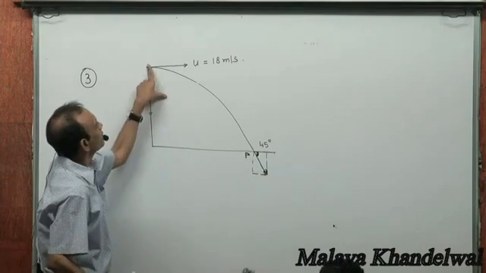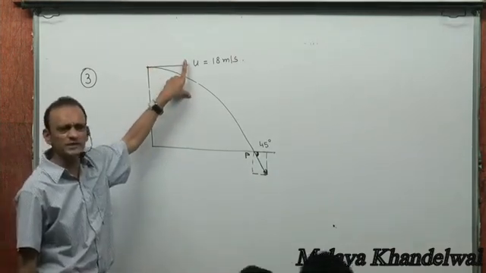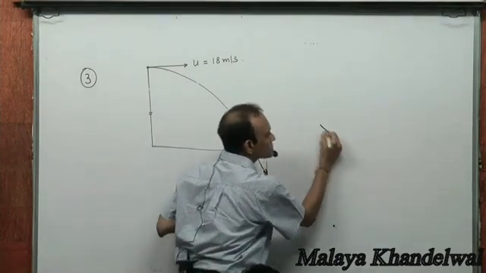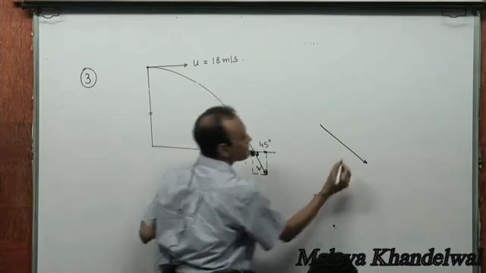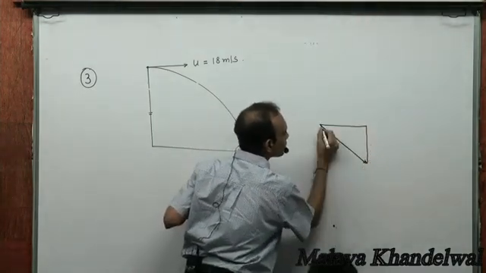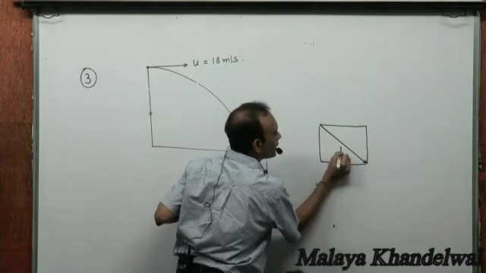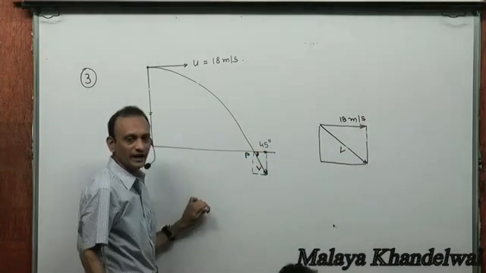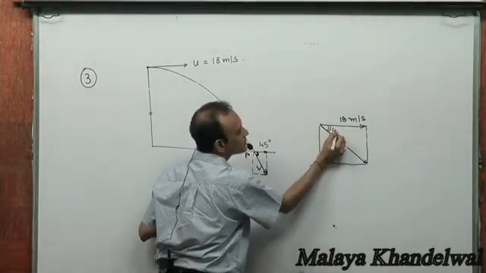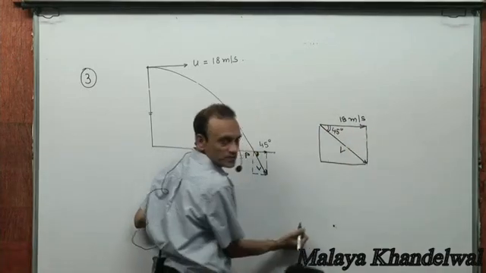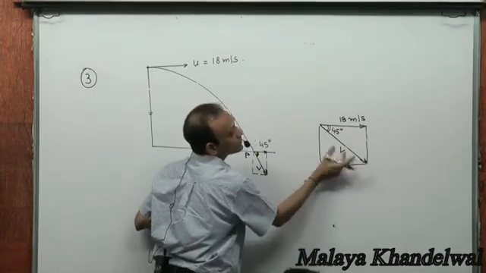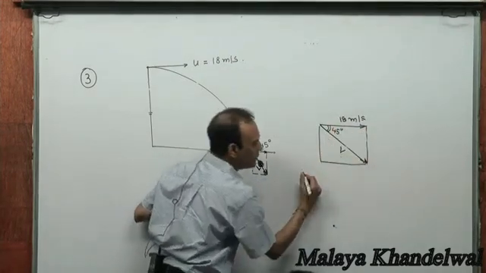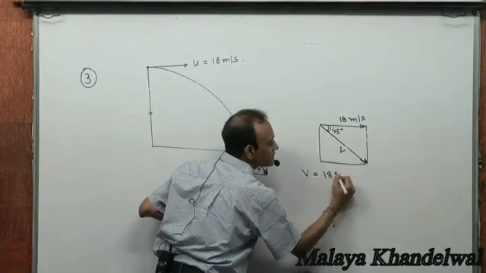Now, the horizontal velocity will remain 18 meters per second at all times. That means, look at this velocity diagram. This is the net velocity vector, say V at P. The horizontal velocity will remain 18 meters per second. This is 45 degrees. Now, if this is 18 meters per second, then the net speed would be what? 18 sec 45 degrees would be V, isn't it?